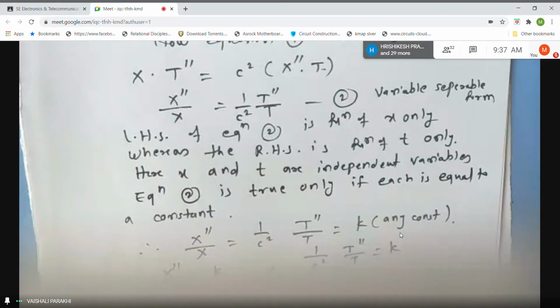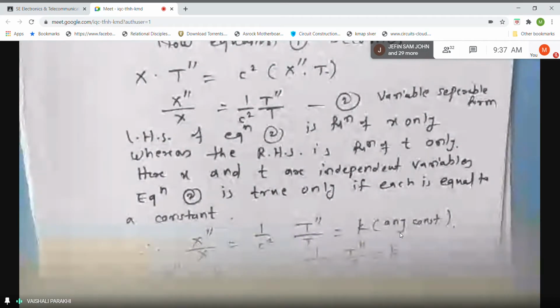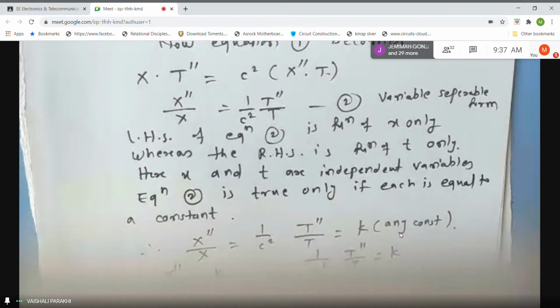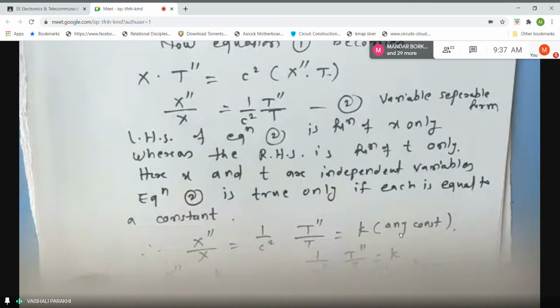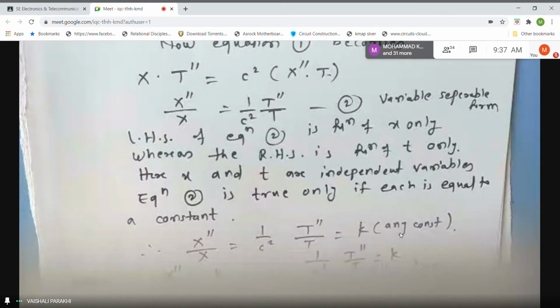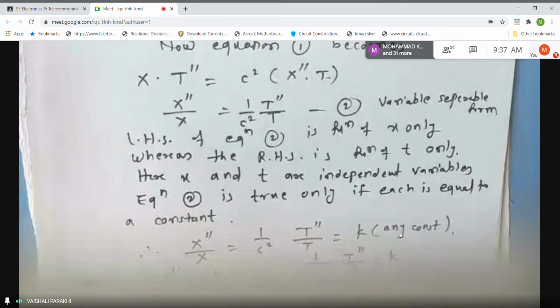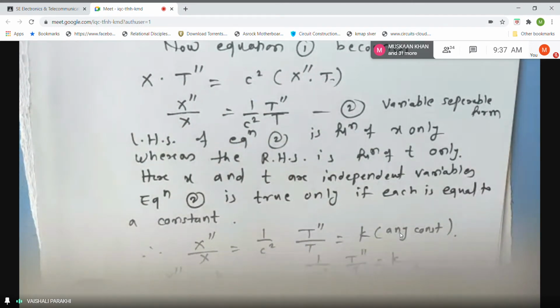So it will be X double dash equal to X into k. What does this imply? X double dash minus kX is equal to 0. Similarly, here it will be T double dash equal to c square k into T, right? Now c square k, if you want, you can write it as one single constant, or let it be T double dash minus c square kT equal to 0. So in short, you are getting these two equations, students.